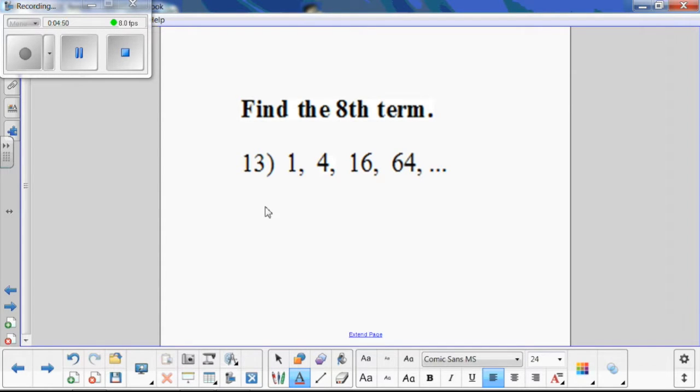We are looking for the 8th term of this sequence. We're multiplying by 4, which makes it geometric. So you would again replace n with 8. So we get a sub 8 equals a1, which is 1, times our common ratio, which is 4, and we would use 8 minus 1 as our exponent. And when we put that in, we get 16,384.